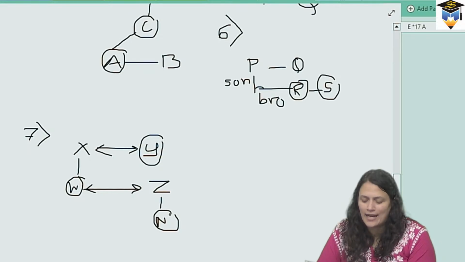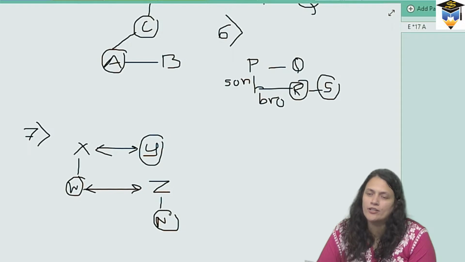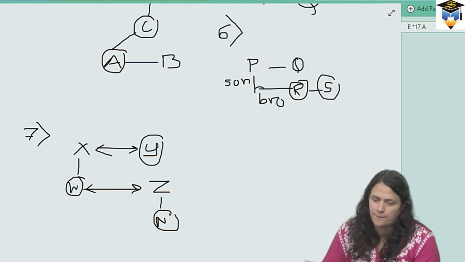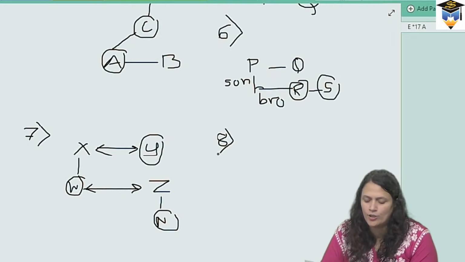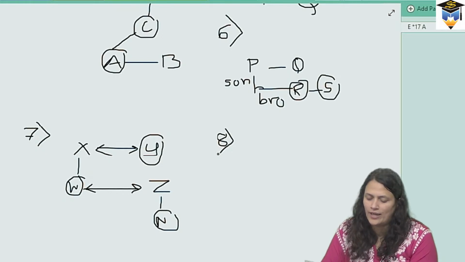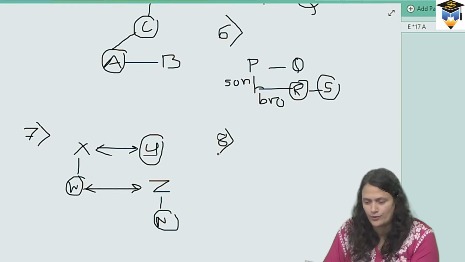So N is granddaughter of Y. That is the answer for the seventh one. Now the eighth one. A reads a book and finds the name of the author familiar. Author B is the paternal uncle of C, who is the daughter of A. How is B related to A?